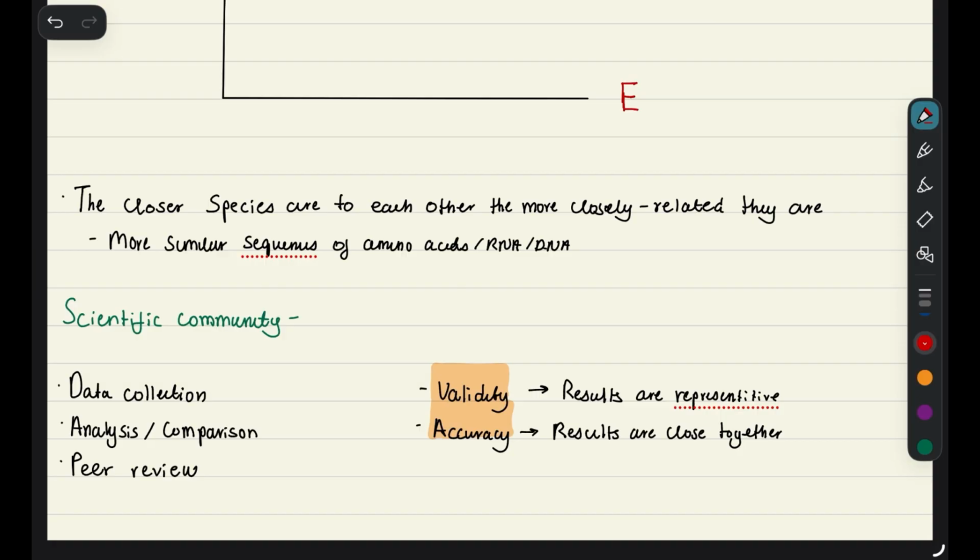So make sure that you can understand the difference between validity and accuracy when you're looking at these scientific articles or anything like that. You won't be asked to do that in the A-level, but you might get a set of results and just say accuracy, validity. So just make sure that you can think of those ideas as well.